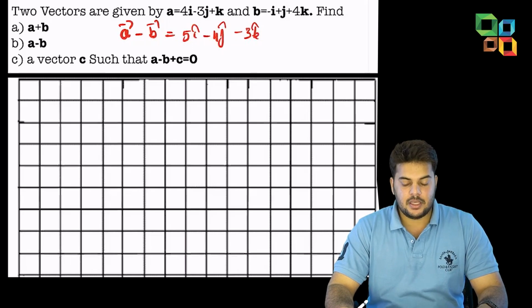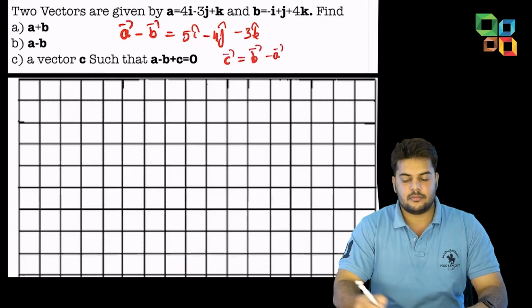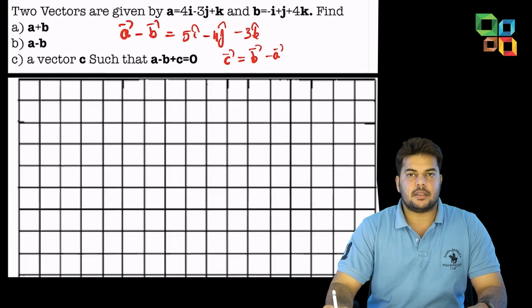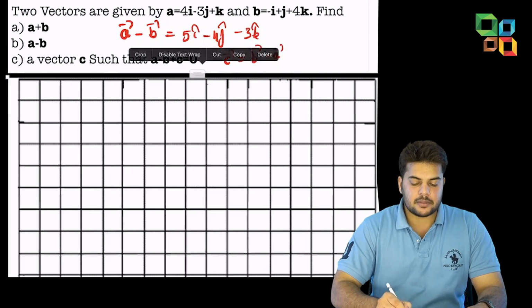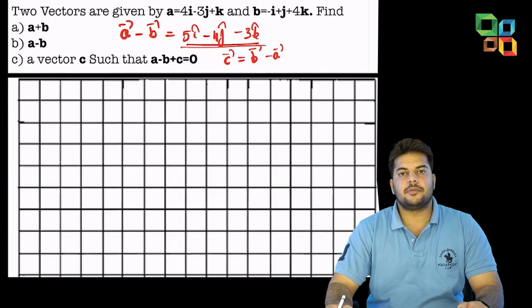So that is A minus B, and C. Service has already given us input there. C has to be equal to B minus A, isn't it? Now that's simple. If I know A minus B, I can know B minus A as well. All I have to do is flip the signs, isn't it? Go on flipping the signs.